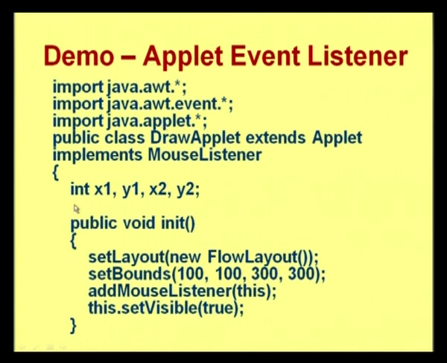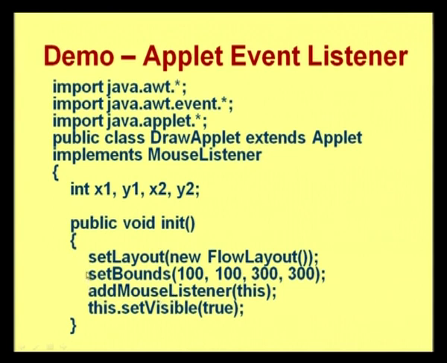You can see that in your init method we have to initialize things. The init method is similar to your constructor. I am calling the set layout method, setting the layout to be flow layout. I am setting the bounds of my applet, so this applet is going to have an XY position and then the size. And then I am adding the mouse listener for this particular applet.